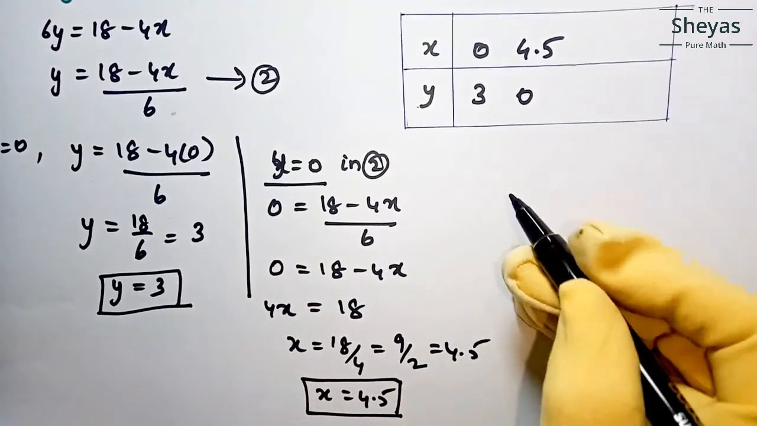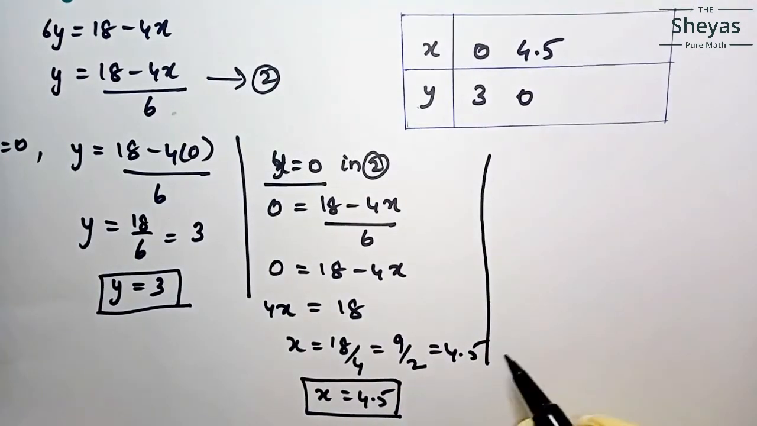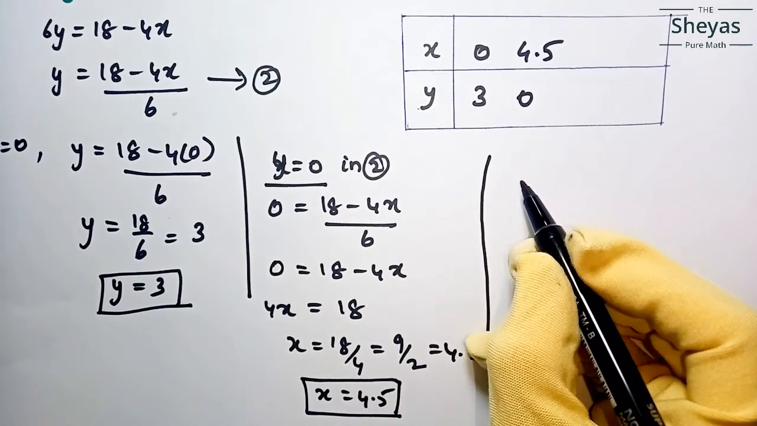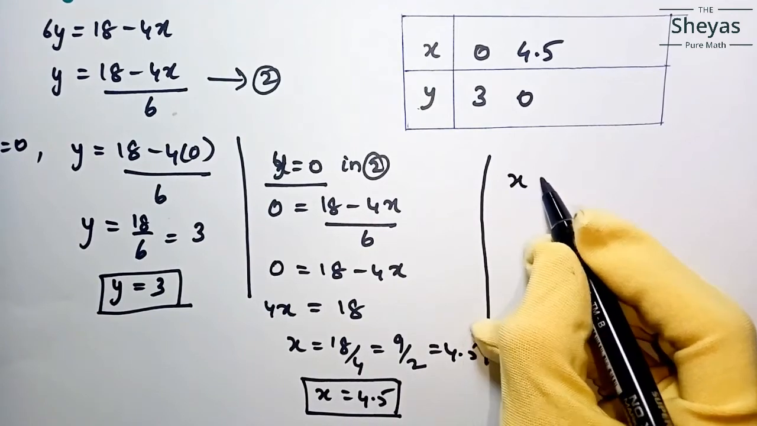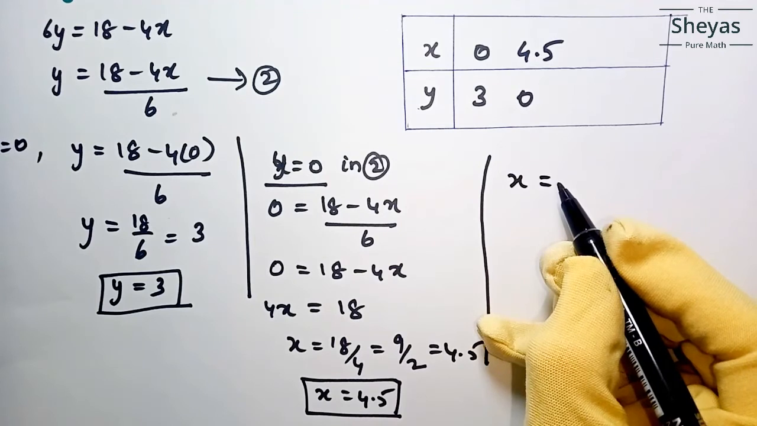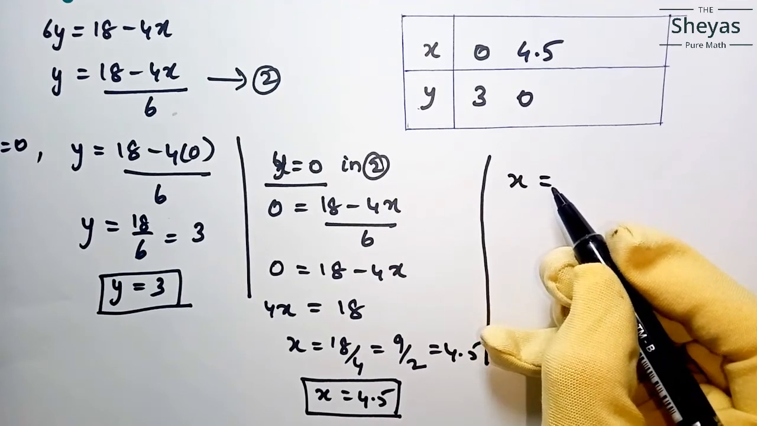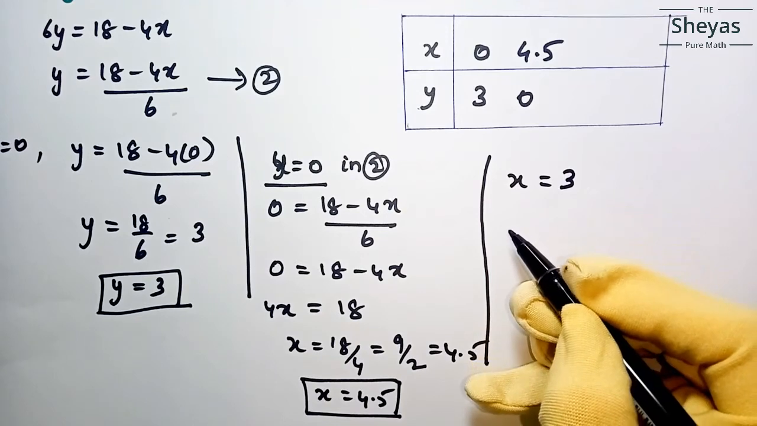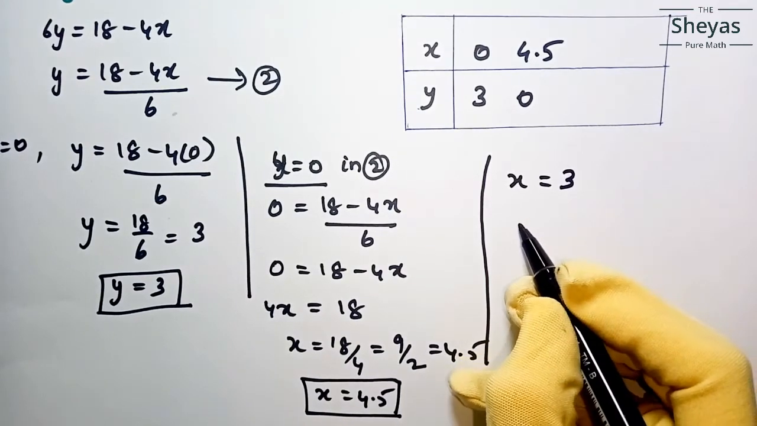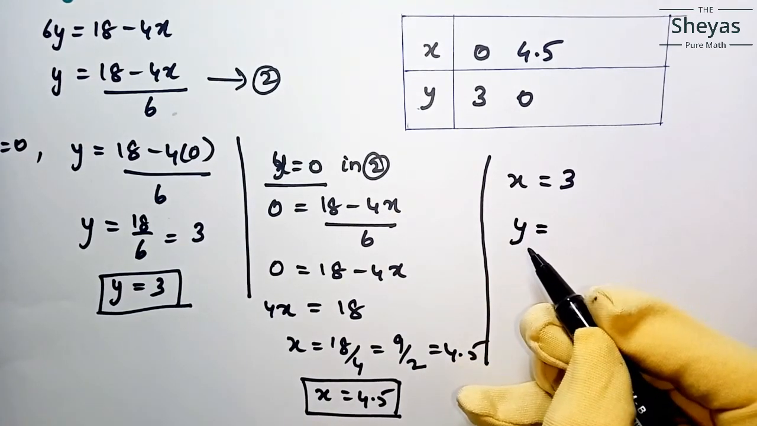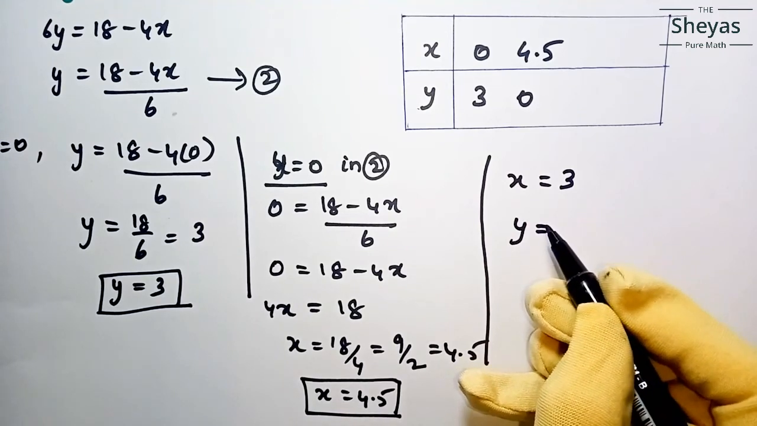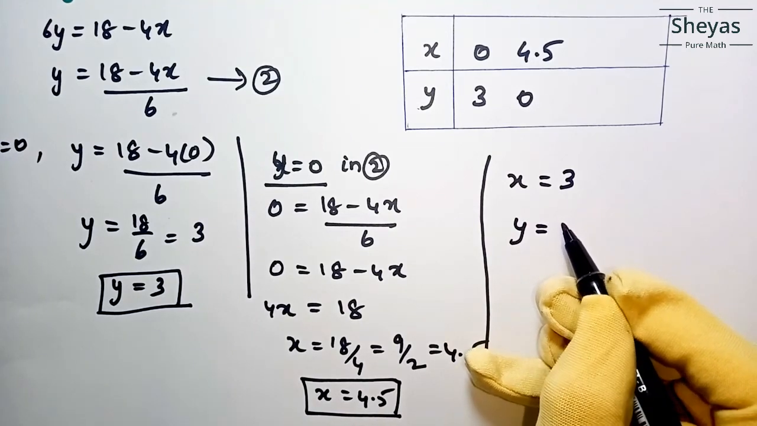So I am taking one more value for x. Let that be x is equal to any value you can take. I am taking it as 3. Okay. So what will you get? Y is equal to, you can take 1, 2, 3, any points you can take. But here I am just taking 3. X is equal to 3.